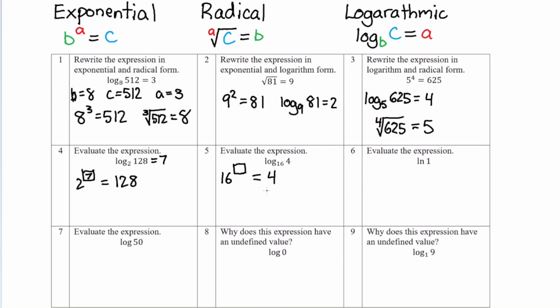Instead of saying how many of this am I going to multiply to get this, well, you can't really say that because the answer is less than the number that I'm multiplying. But then we remember that fractional exponents mean things like roots. And in fact, 4 just happens to be the exact square root of 16. And that's going to be our answer: the square root of 16 is 4.